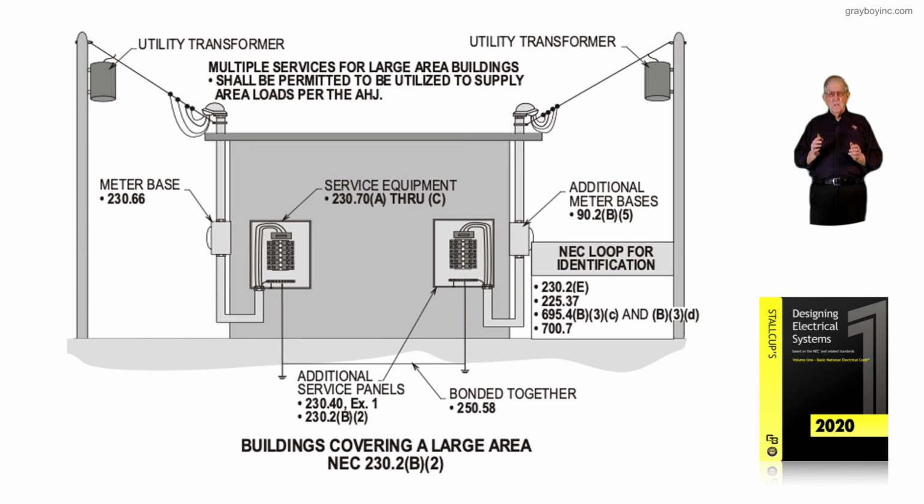But the main thing here, we're providing additional service or services for buildings covering a large area where it's just not feasible to route feeders to sub-panels and so forth. So this figure 6-4 in relation to NEC 230.2(B)(2) covers buildings covering a large area where additional services could be added in addition to the normal service supplying the facility.